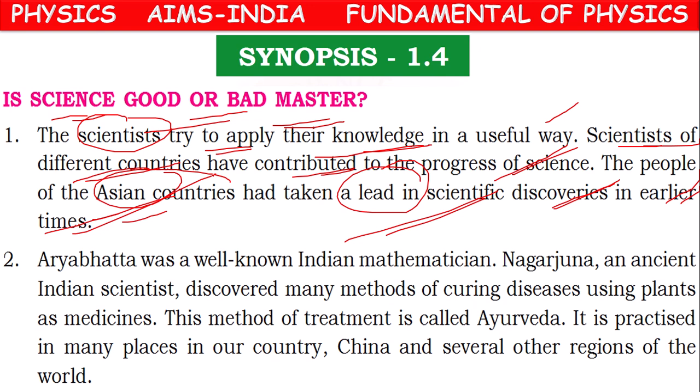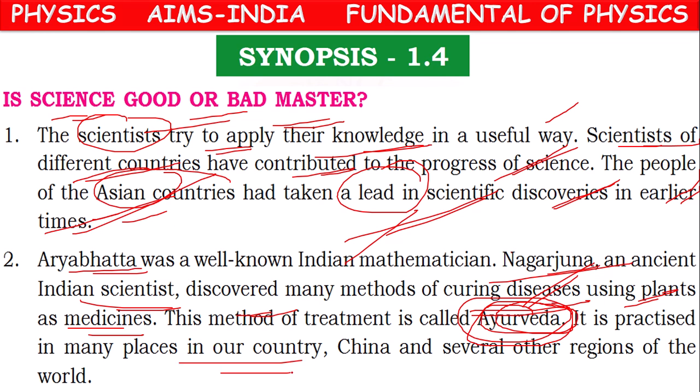In earlier times, Aryabhatta was a well-known Indian mathematician. Nagarjuna was an Indian scientist. Nagarjuna discovered many methods of curing diseases using plants and medicines. This branch of science is called Ayurveda. It is practiced in many places in our country, mainly Kerala. Kerala is famous for these Ayurvedic medicines. Even in China and several other regions, they make use of this Ayurveda.